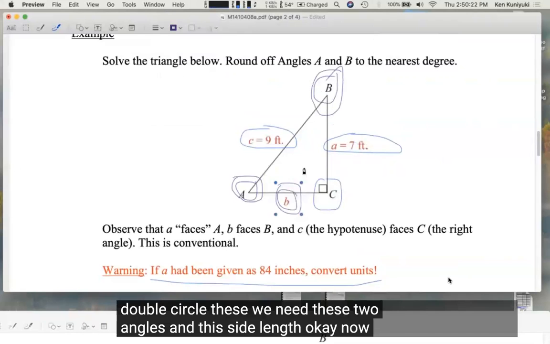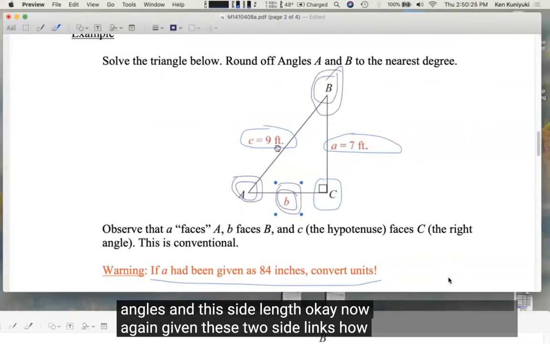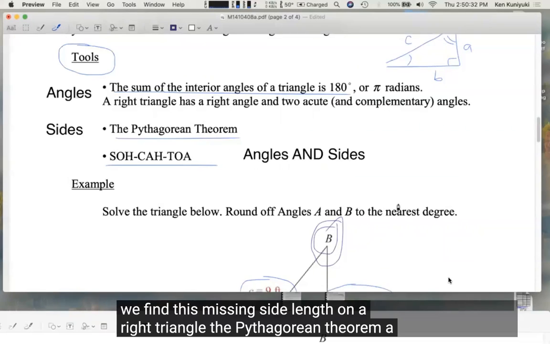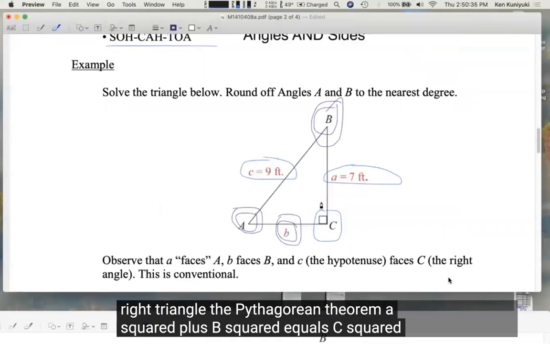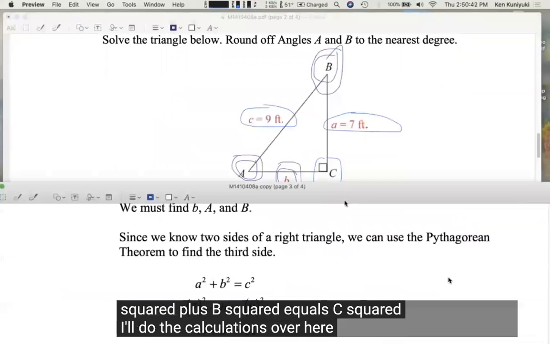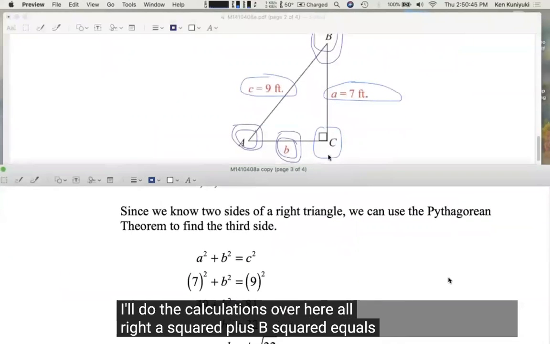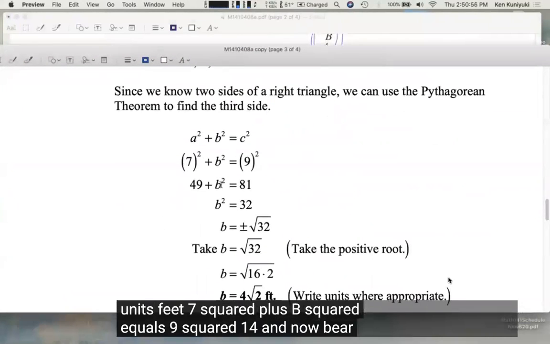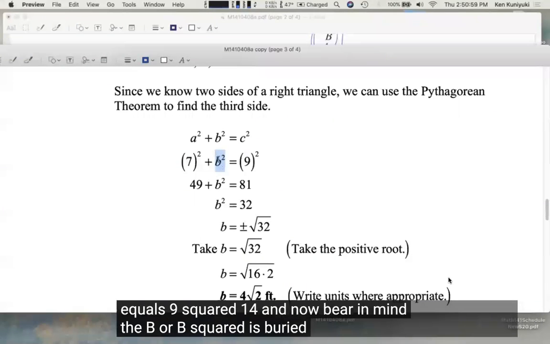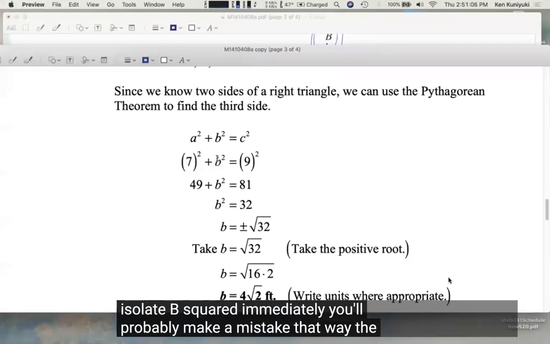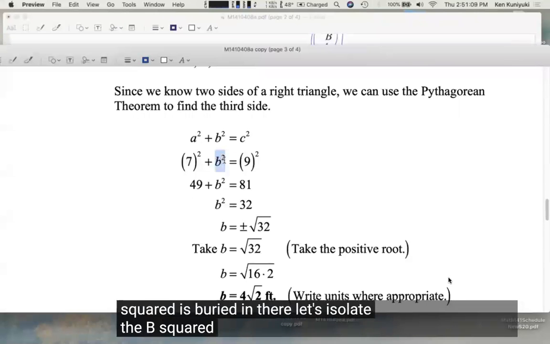Okay. Now, again, given these two side lengths, how can we find this missing side length on a right triangle? The Pythagorean theorem. A squared plus b squared equals c squared. I'll do the calculations over here. All right, a squared plus b squared equals c squared. So, and these are consistent units, feet. 7 squared plus b squared equals 9 squared. Now, bear in mind, the b or b squared is buried in there. Don't engage in wishful thinking and isolate b squared immediately. You'll probably make a mistake that way. The b squared is buried in there. Let's isolate the b squared.